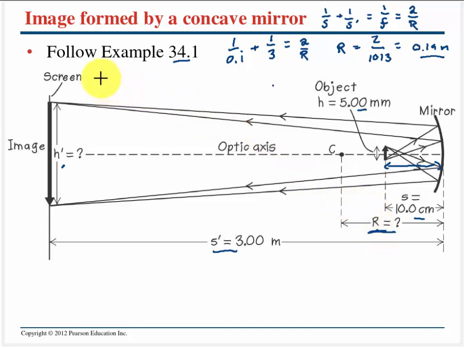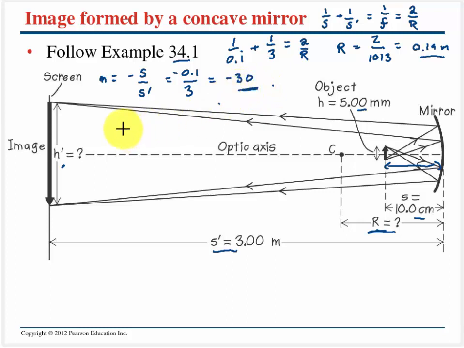Now let's take a look at the magnification. The magnification is going to be negative object distance divided by image distance, and we know that the object distance is again 0.1 meters. Image distance is going to be 3 meters. Don't forget my negative sign. So you can see my magnification is negative 30. It has no units associated with it.